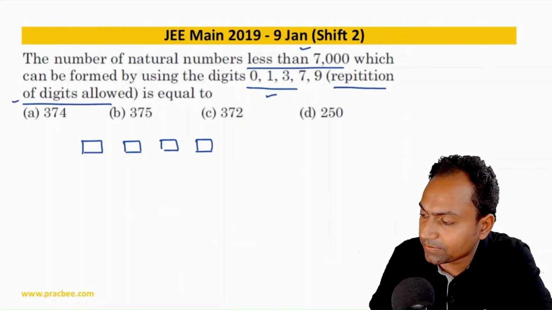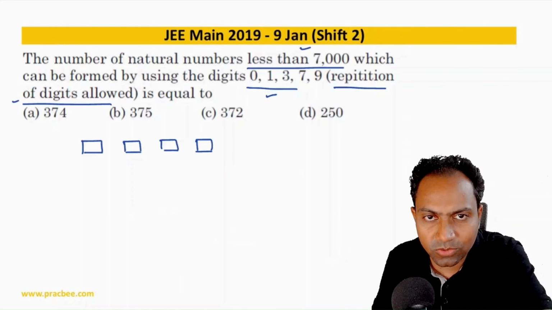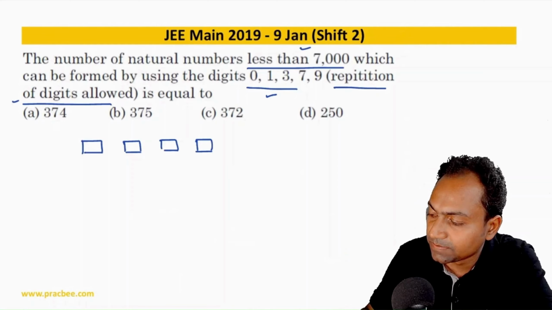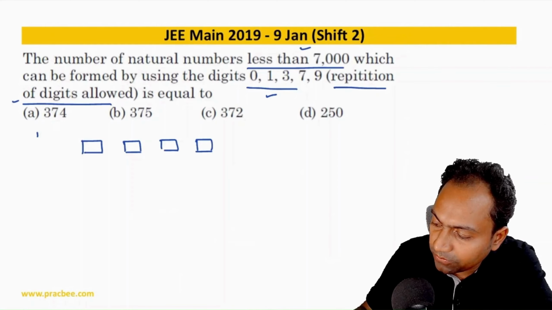Now there is a traditional way of doing this question. The traditional way of doing this question is, first we'll write all the 4-digit numbers.